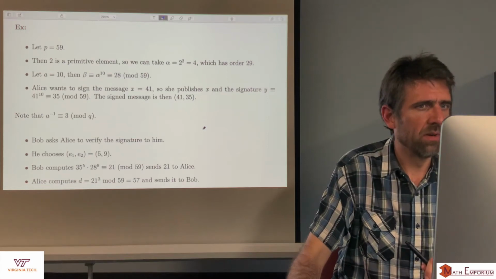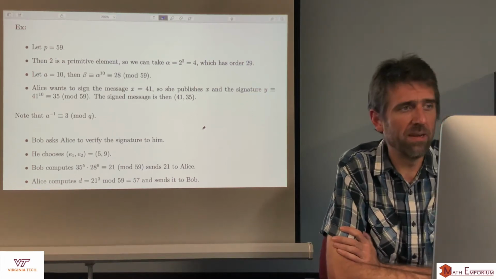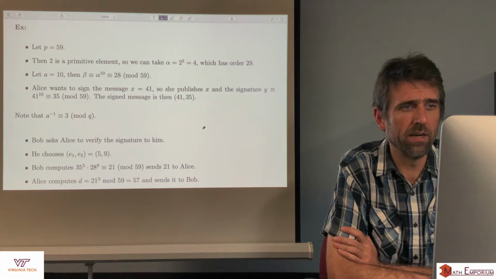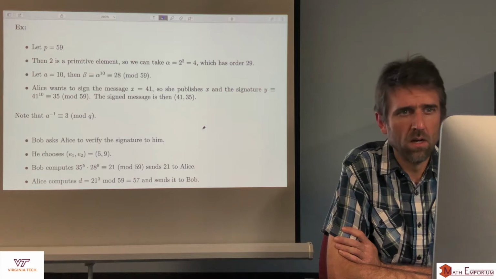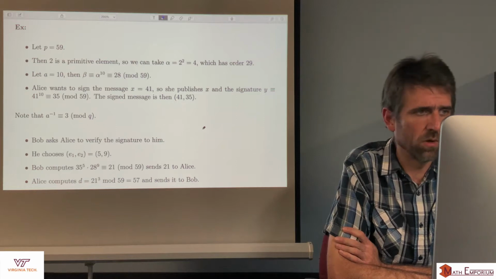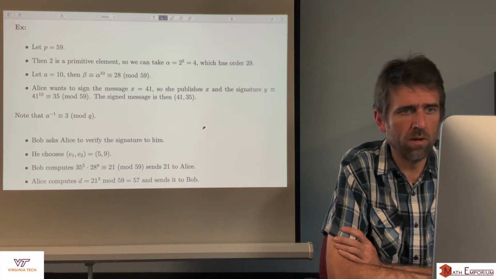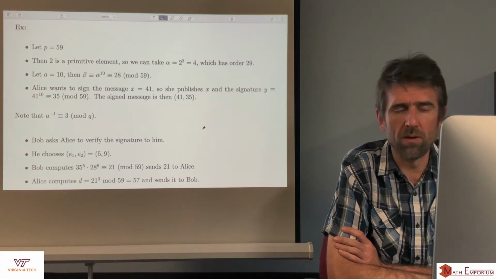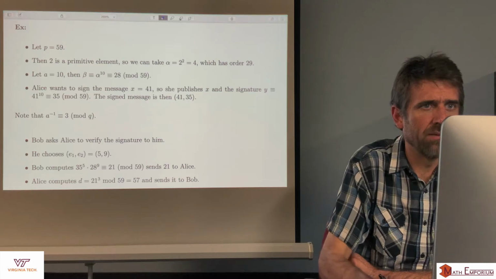All right, so here's a little example. I'm going to let the prime P be equal to 59. 2 turns out to be primitive mod 59, which we can check using Euler's criterion. Remember, when that's the case, the primitive element squared will be of order Q, so I can take alpha to be 2 squared, which is 4. That has order 29. If I let A be 10, then beta is alpha to the 10, which is congruent to 28 mod 59. Alice wants to sign the message 41, so she publishes X, and then the signature, which is 41 raised to the A, which is 35. So the signed message is 41, 35.